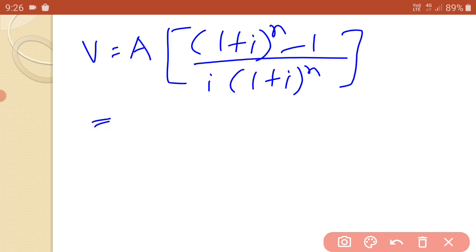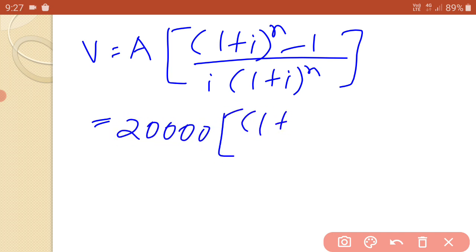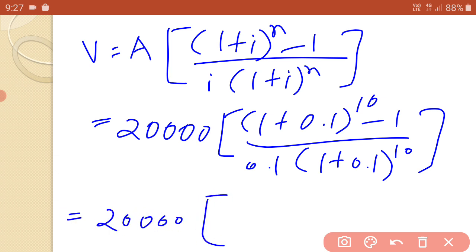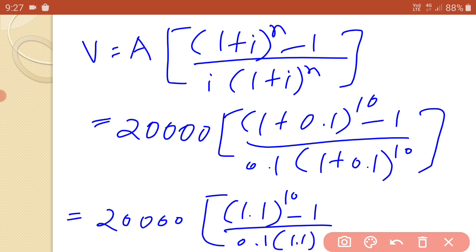Then apply the values: 20,000 into bracket 1 plus 0.1 raised to 10 minus 1 upon 0.1 into bracket 1 plus 0.1 raised to 10. Very next step, 20,000 into bracket 1.1 raised to 10 minus 1 upon 0.1 into 1.1 raised to 10. There will be 3 steps like this.